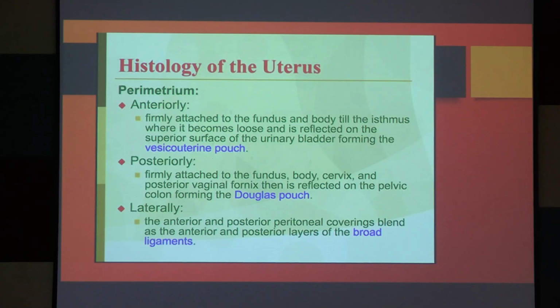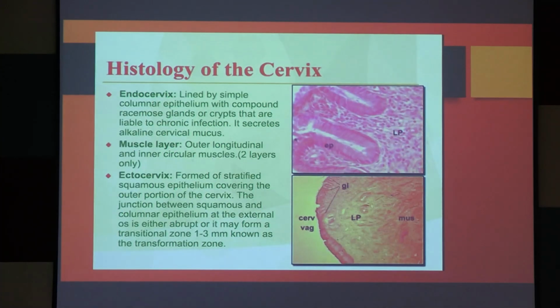Then the perimetrium is the peritoneal attachment of the uterus, and the only thing you have to remember is the pouch of Douglas, already stated, and laterally it forms the broad ligament. The broad ligament and the anterior uterovesical pouch we have already discussed. Then histology of the cervix: columnar racemose glands, which is important to remember, because once infected they are very difficult to treat, so it causes repeated infections, and that's why chronic cervicitis can occur.